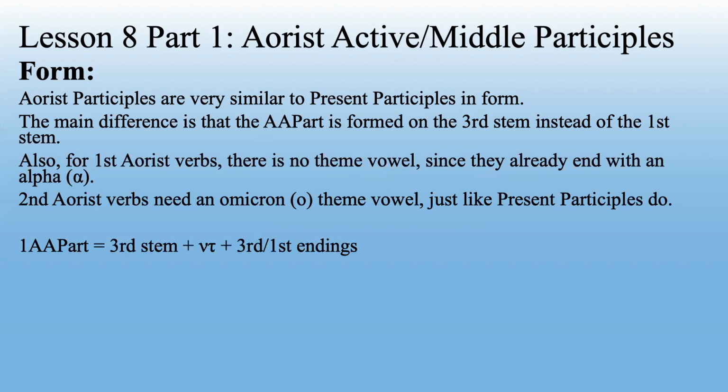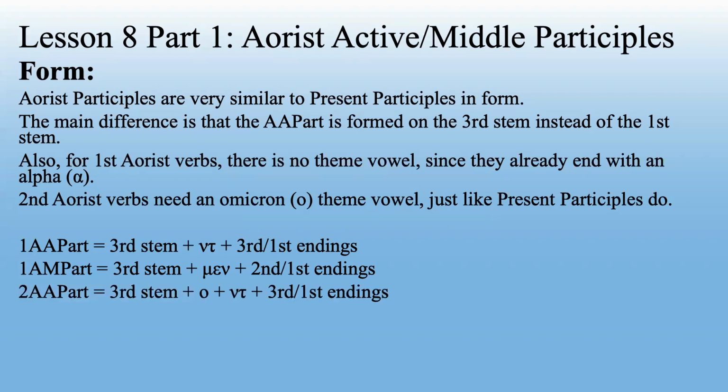So here are the formulas. First aorist active participle is third stem plus nu tau plus third first endings. The only difference between this and the present active participle is we're using the third stem instead of the first, and we don't have a theme vowel because this is first aorist. First aorist middle participle is third stem plus men plus second first endings. Only difference between this and the present middle passive participle is we're using the third stem instead of the first, and there's no theme vowel because this is first aorist.